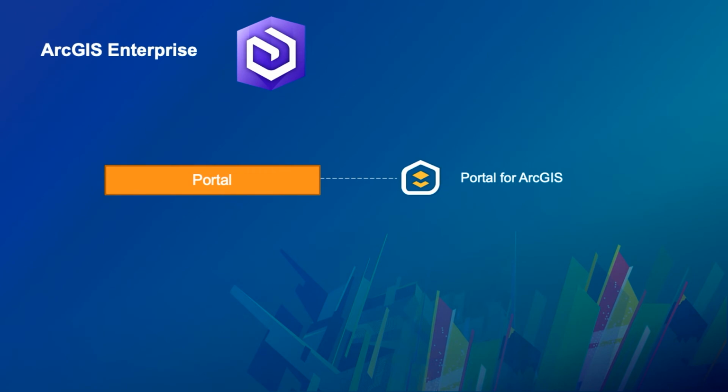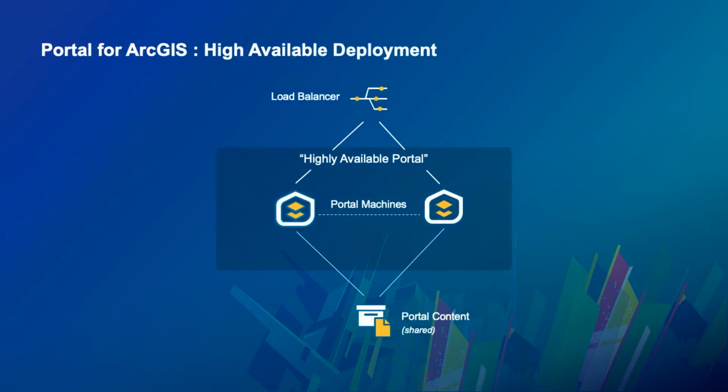First, let's take a look at the portal. Now, this is a highly available deployment of portal, a highly available portal. It has two portal machines, and it needs load balancing in front of it. The portal content needs to be shared between the two portal machines.